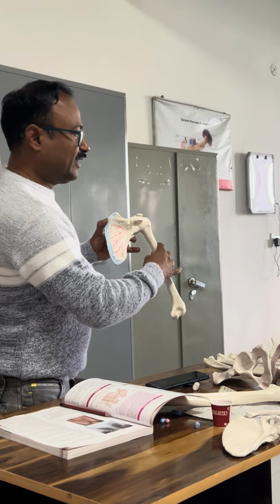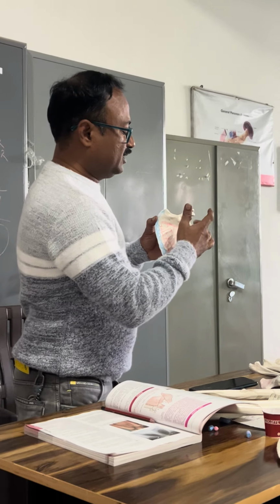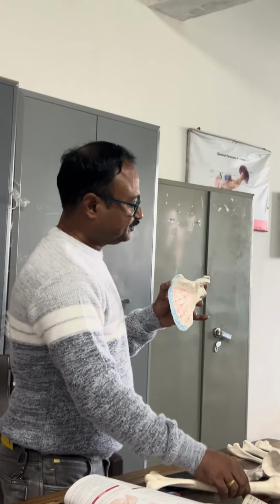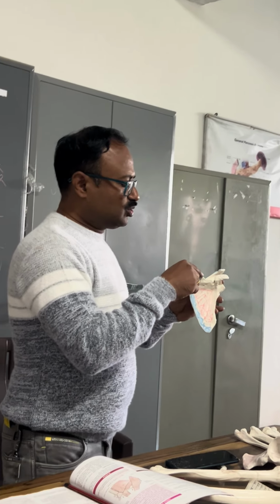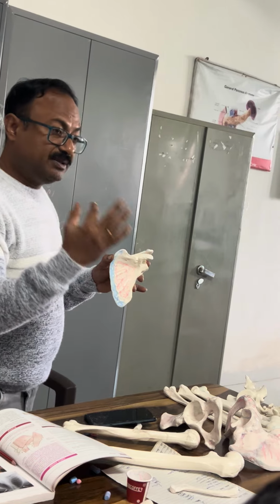So the lateral angle is wide and broad and forms the glenoid cavity, which forms the shoulder joint by articulating with the head of the humerus. Then superior angle, inferior angle, lateral angle: three angles. Now we'll talk about the three borders.